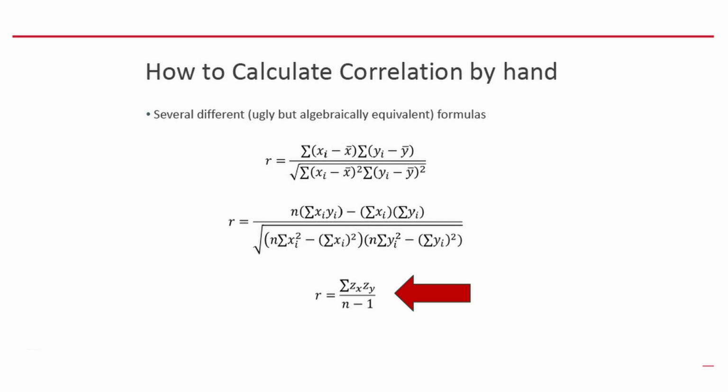Although we'll use technology a lot, your calculator and JMP will both do all of these for you if you'd like, but it's really nice to be able to pull this out by hand and understand where the correlation coefficient comes from. So I'm going to show you an example of how to do this by hand using the very last formula.